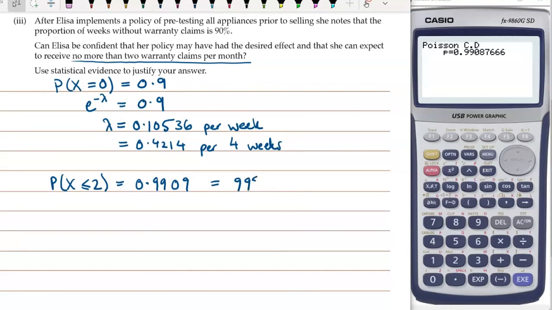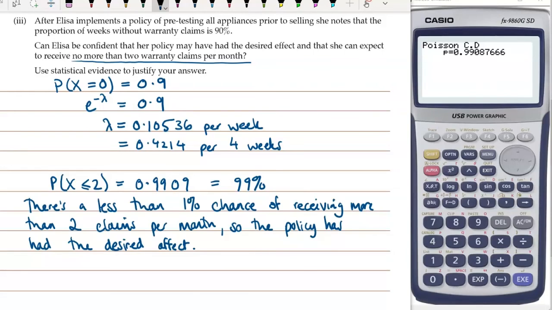So she's got a 99% probability now of receiving 2 or less warranty calls per month. So a 1% chance of it going over the 2 warranty claims. So that's had a really good move towards what she was wanting, of being confident that this policy would have the effect of there being a very small chance of receiving more than 2 warranty claims per month. So the policy has had the desired effect.